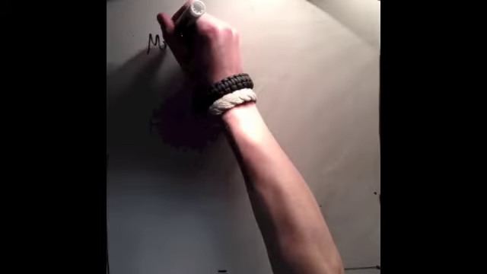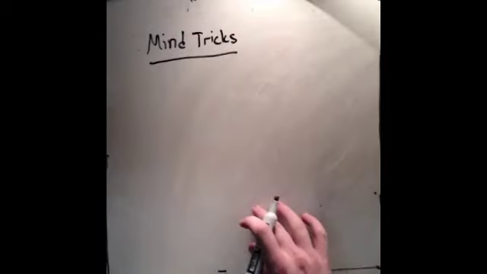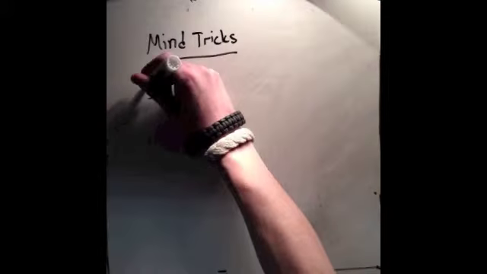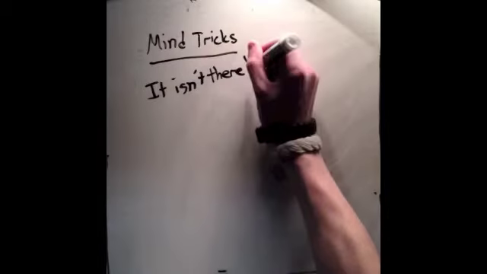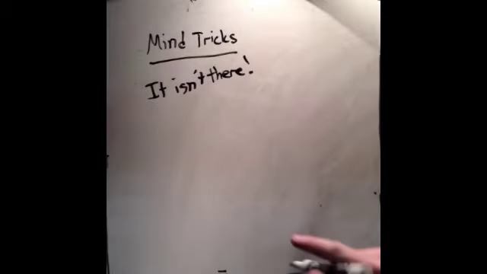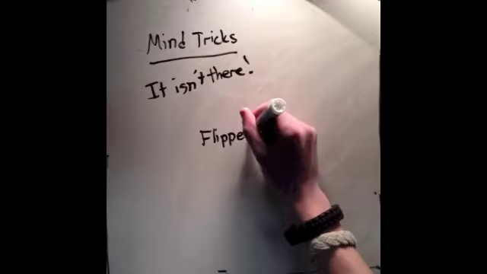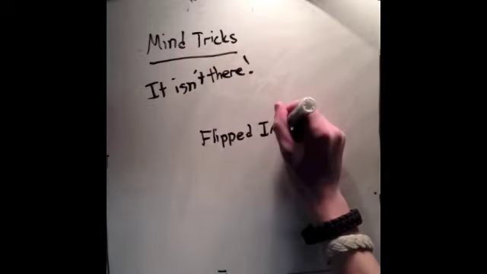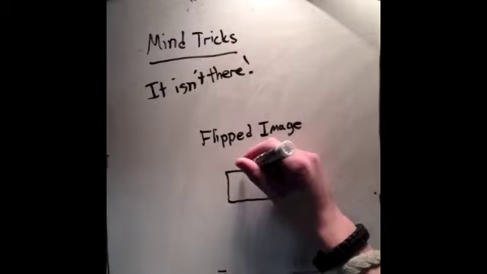Now, on to one of the most fascinating parts of the video, flipped image and blind spots, also known as mind tricks. Some of the alterations that occur before the brain processes information include flipping the image and overcoming blind spots. The brain naturally flips the images that we see with our eyes to make everything right side up. Otherwise, everything would be upside down.